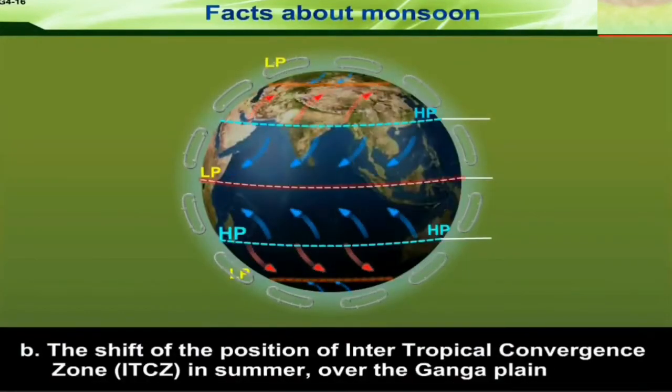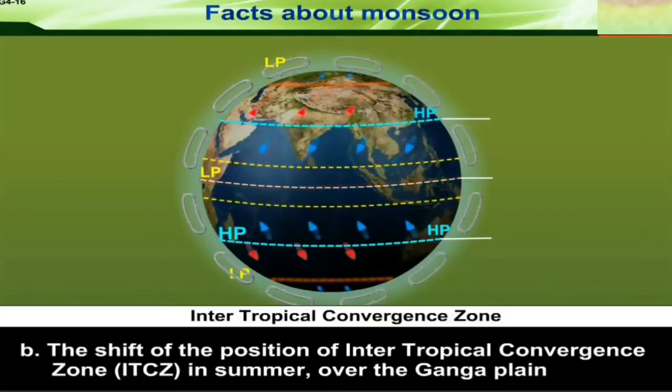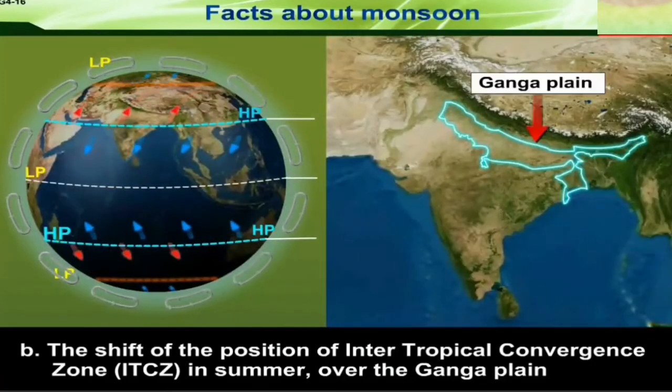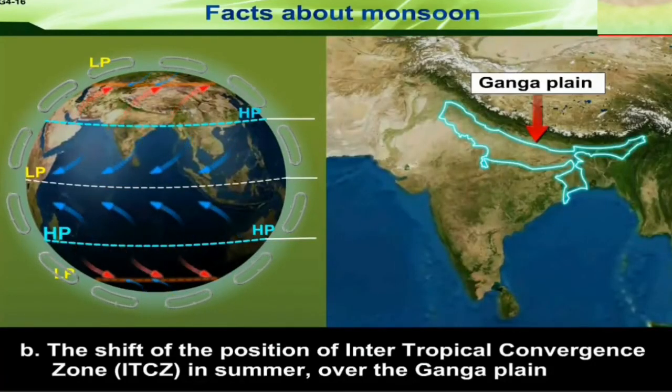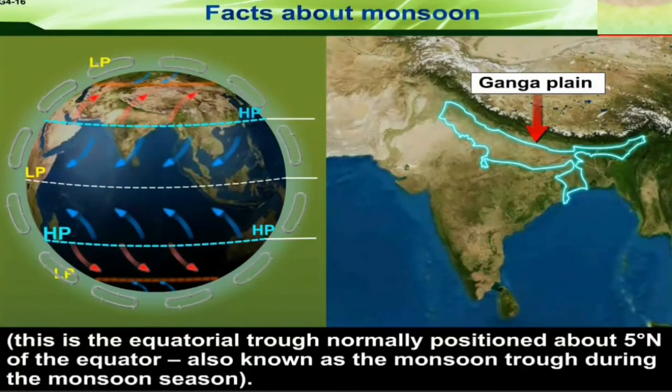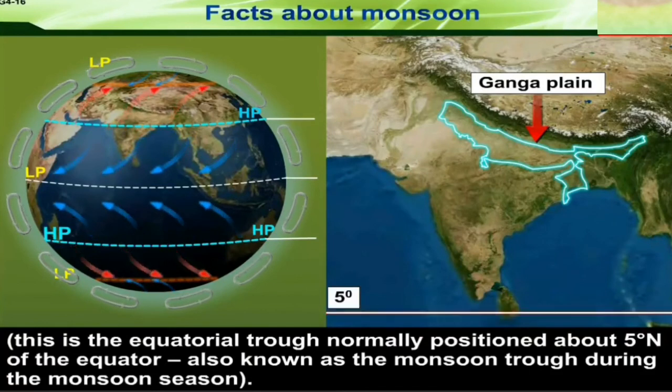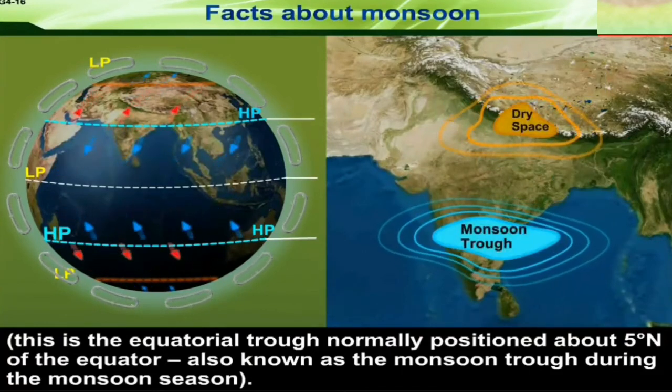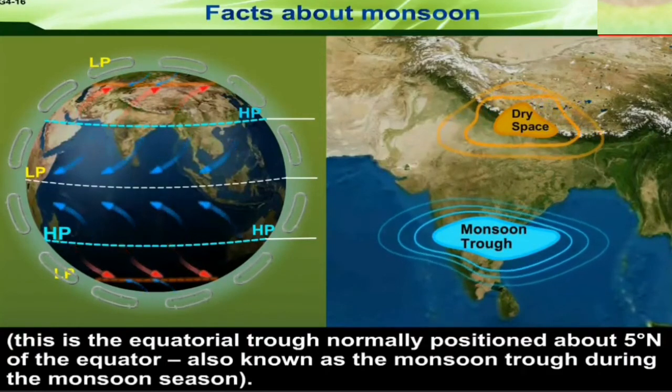B. The shift of the position of the intertropical convergence zone, that is ITCZ, in summer over the Ganga plain. That is the equatorial trough normally positioned about 5 degrees north of the equator, also known as the monsoon trough during the monsoon season.